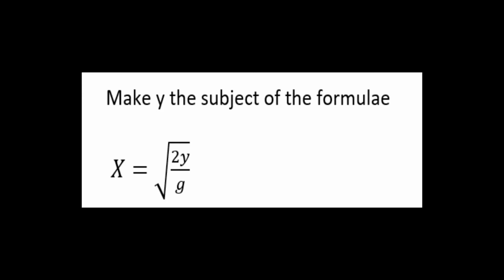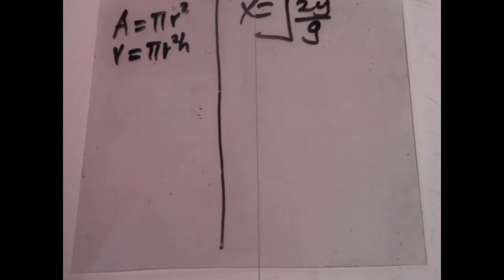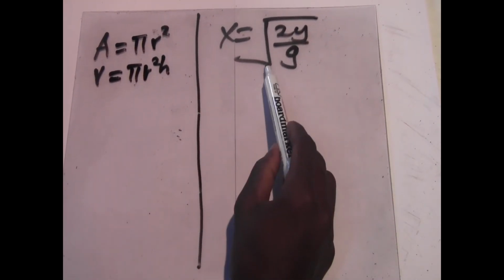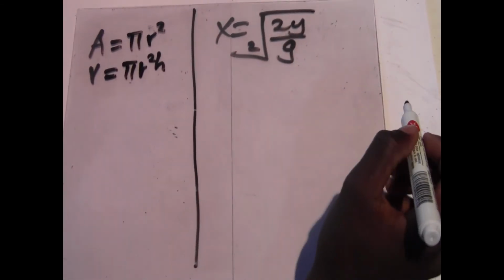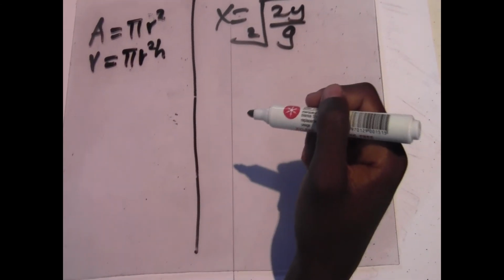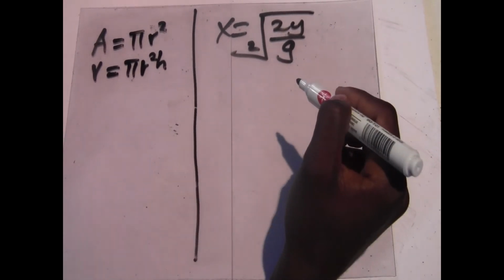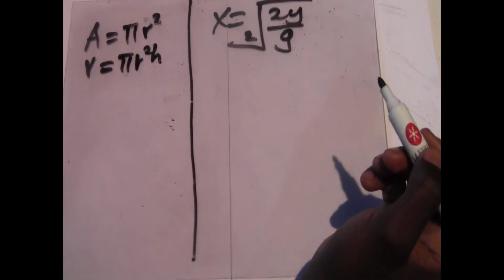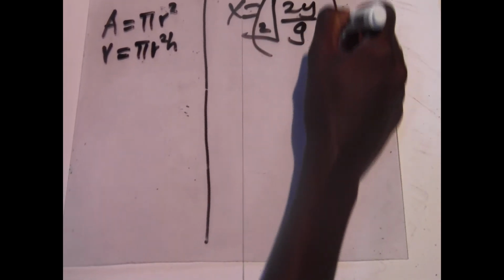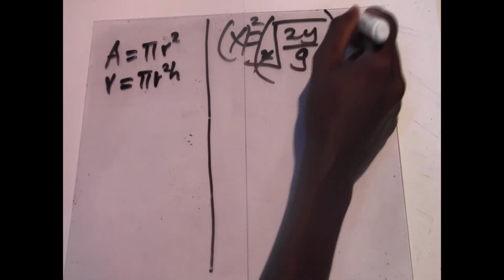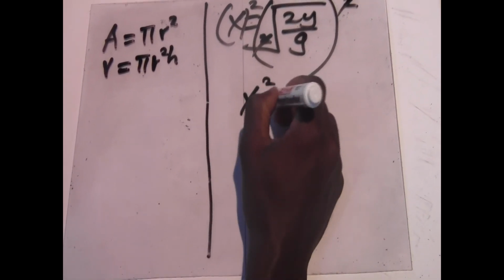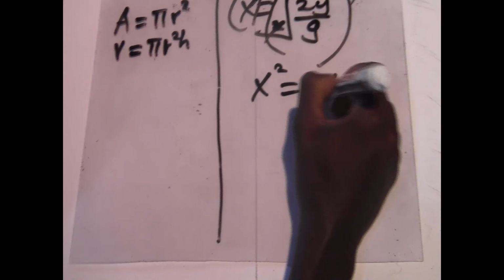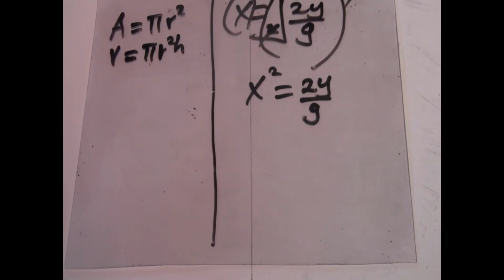Find y when given the equation x is equal to the square root of 2y over g. The first thing here is that we said square root cancels the square. So what cancels the square root is the square. For our case, we square both sides. So this square root will be cancelled by this square. So it will be x squared is equal to 2y over g. Are we together?